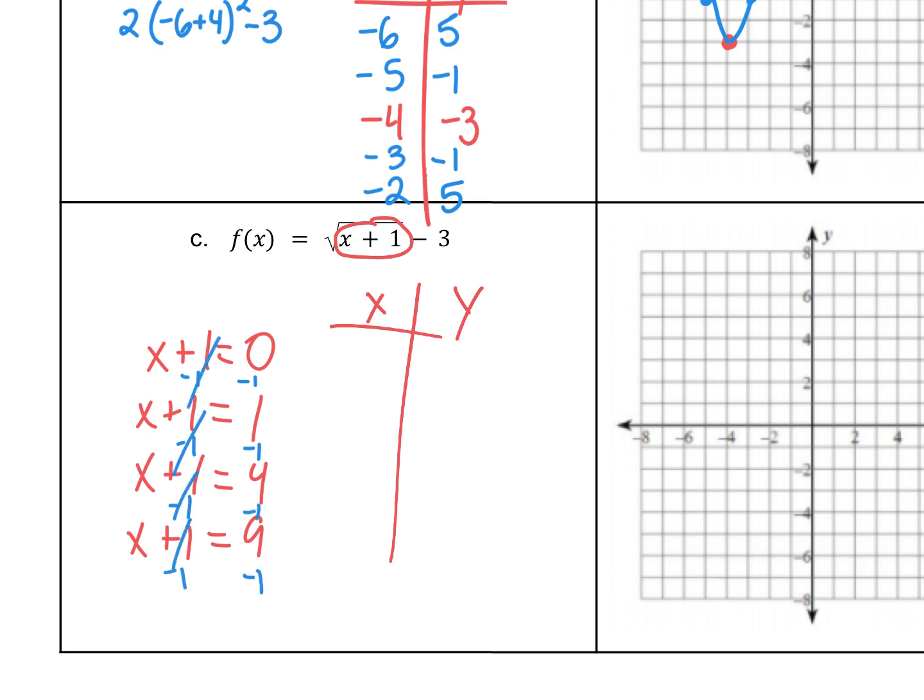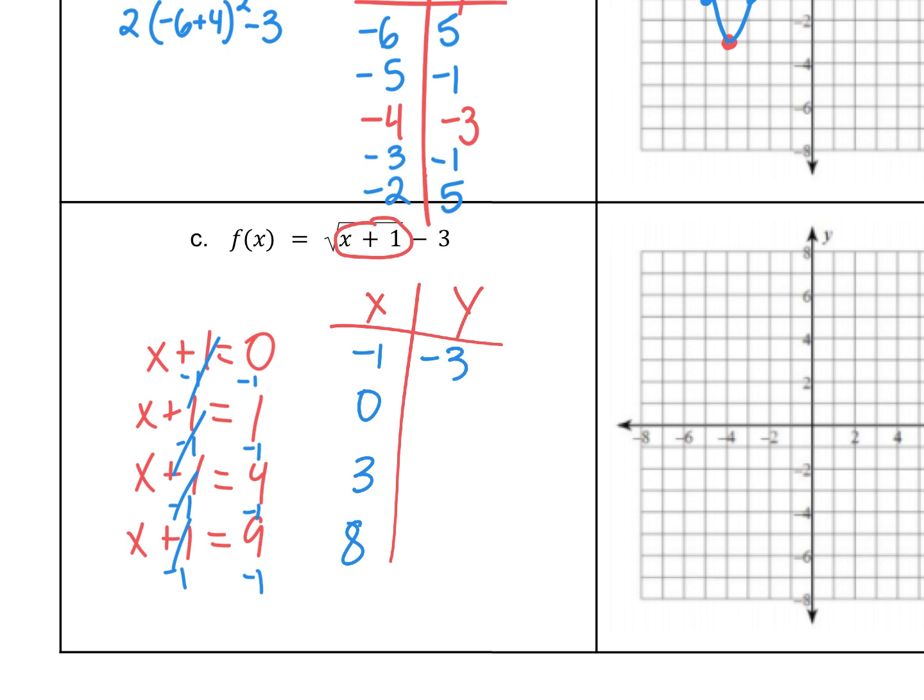When I do that, 0 minus 1 is negative 1. 1 minus 1 is 0. 4 minus 1, 3. 9 minus 1 is 8. And then I go and I plug these in with my calculator. Make sure we use the square root button. Make sure we close the parentheses after I type in square root of negative 1 plus 1. I close the parentheses and then I subtract 3. Should give me negative 3.